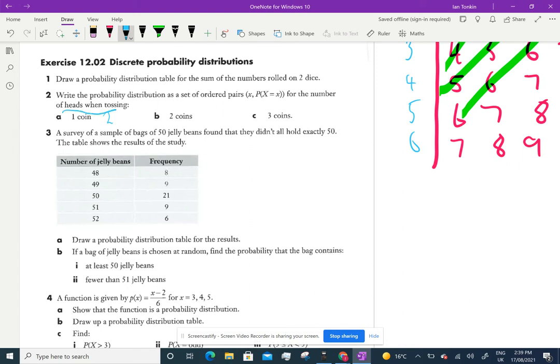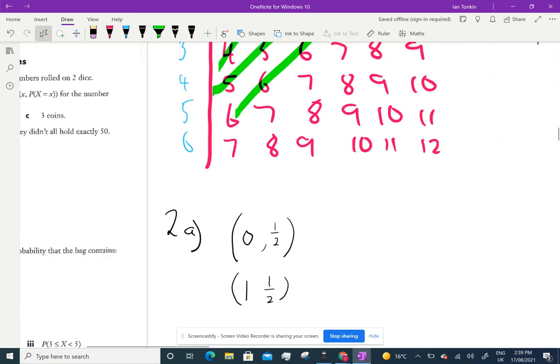The number of heads. Well, if I toss, here we go, 2A, and I'm writing an ordered pair, I can either get no heads or one head. What's the chance of me getting no heads? That's a half. What's the chance of me getting one head? That's a half. Note the probabilities must add up.